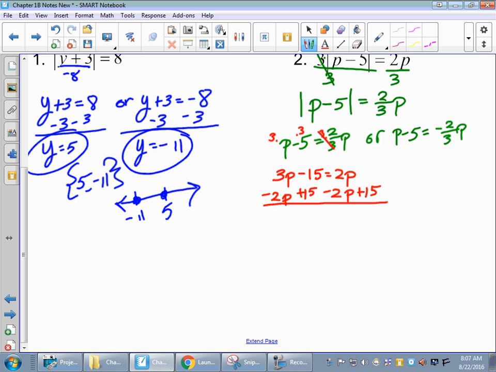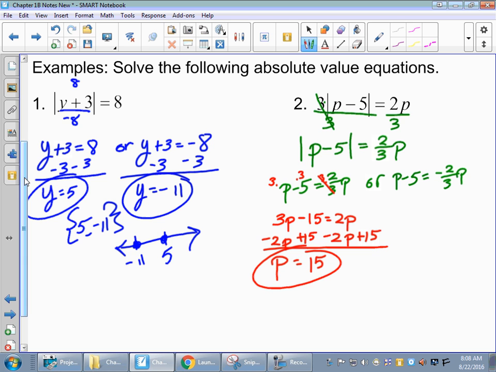It just seemed easier. That means p is in terms of a positive number, and p is equal to 15. When I plug 15 into the original, we always go back to the original. So when I plug 15 in here, 15 minus 5 is 10. The absolute value of 10 is 10. 10 times 3 is 30. So when p is 15, I get 30 here. And when I plug 15 in over here, 2 times 15 is also 30. So they balance. That means it's correct.